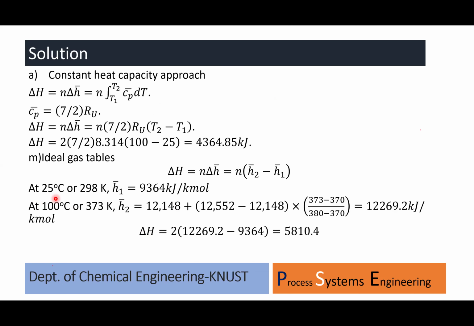So at 25 degrees Celsius or 298 Kelvin for carbon dioxide, the enthalpy was this, right? And then at 100 degrees Celsius, they needed to use interpolation, like what we already spoke about, so that they can get the value. Then we just find the difference, multiply by the number of moles, and then we get our answer, right? So that was for carbon dioxide.